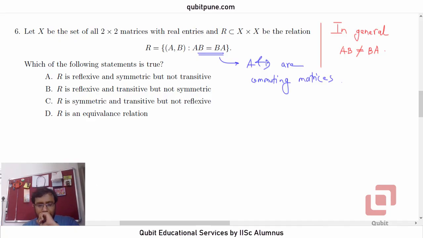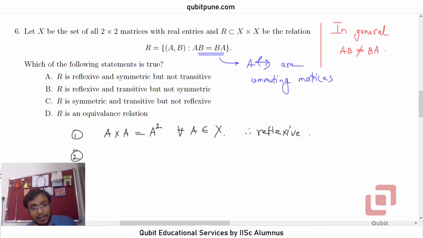Now proving the reflexivity is not difficult, so let's start with reflexivity. In reflexivity we want the elements of the ordered pair to be identical. So A into A is A squared, so it doesn't really matter which A you write first. So this is true for all A in X, so it is reflexive.